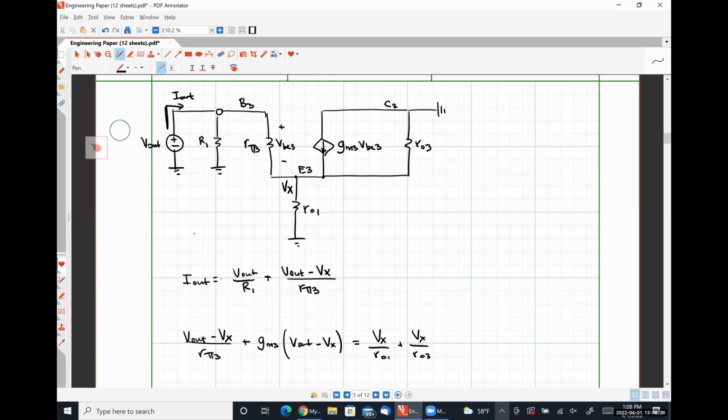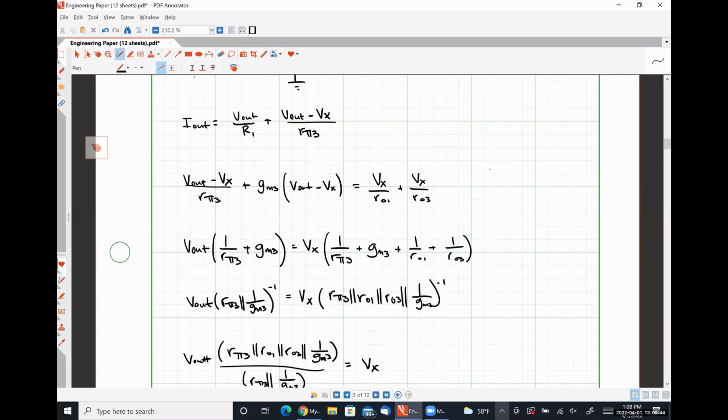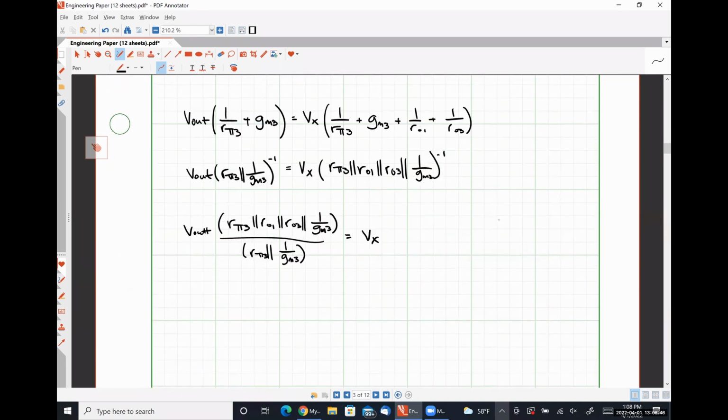How do you get from the capital GM to ADM? Okay, so that's a good question. So let's assume that we've taken this two steps further and found R out. Our differential mode gain, ADM, is just going to be negative capital GM times R out.